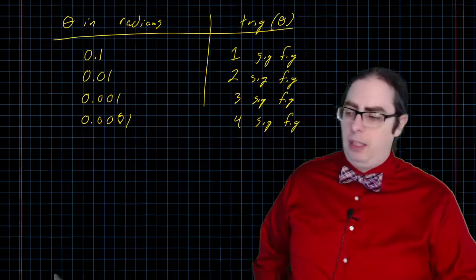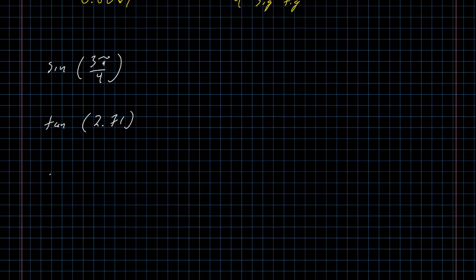So let me clear out some space. Let's take a look at a couple more problems, this time involving some radian measures. So if I want sine of 3 pi over 4, right, radian measures very often have pi in them. This is in fact an exact radian measure, but that's okay. Or if I have the tangent of 2.71, or say the cotangent of 4.86.